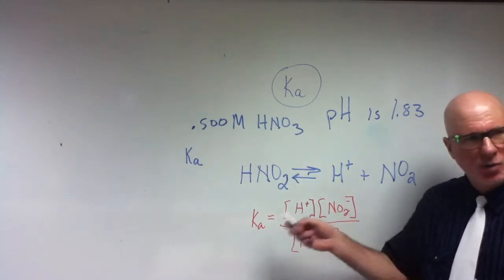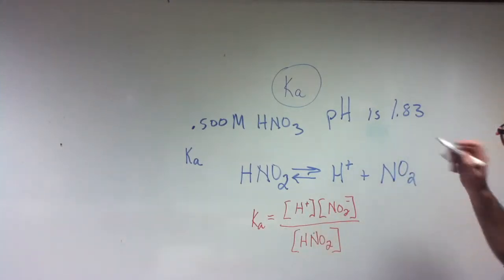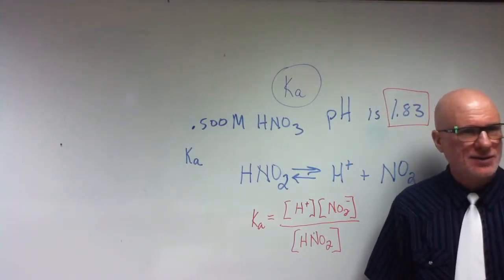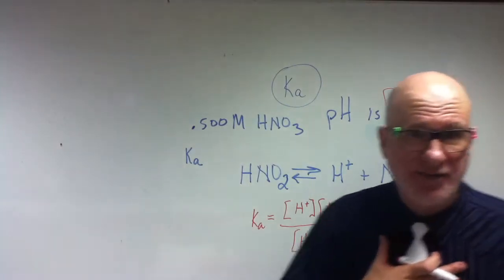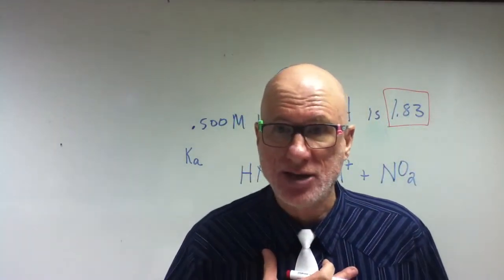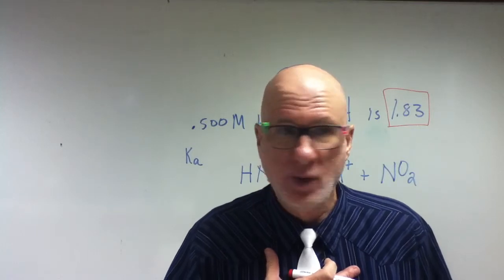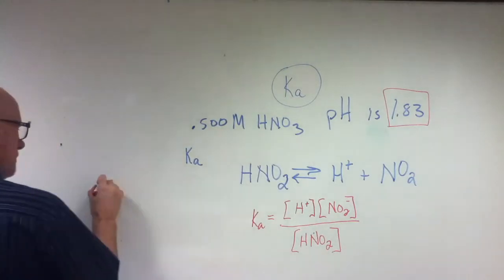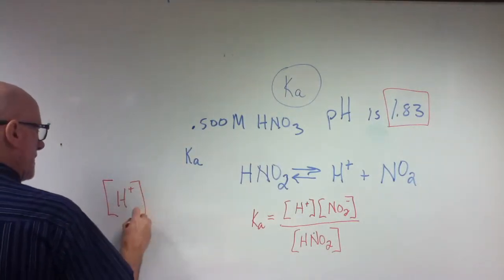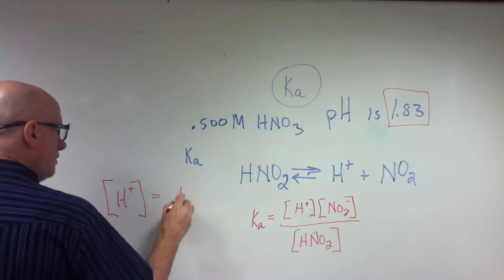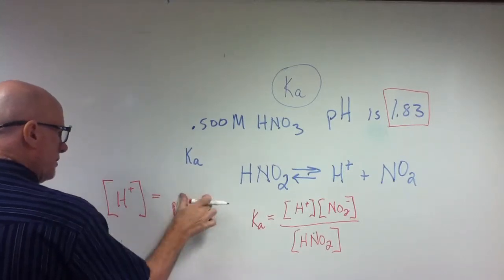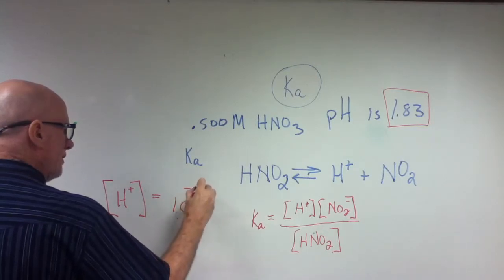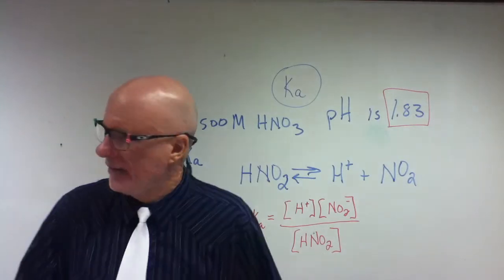All right, now, what are these values? Well, we know that the pH is 1.83, correct? So don't we have a way of finding out the hydronium ion concentration? In other words, I know that the hydronium ion concentration is going to equal 10 to the negative pH. So do that right now.